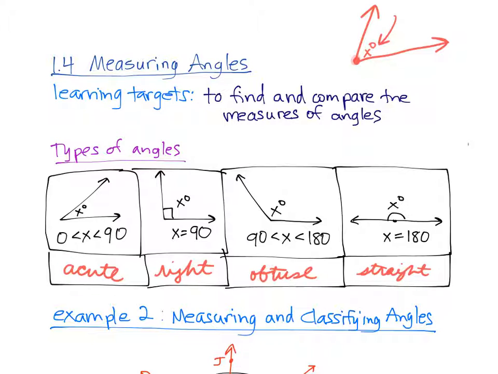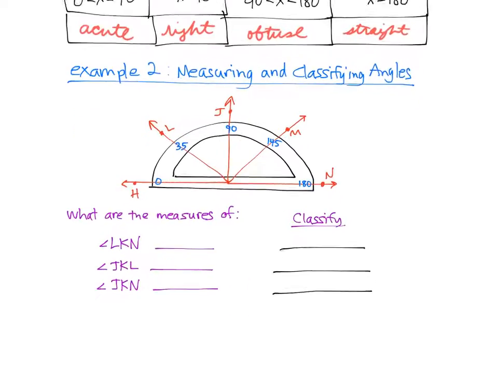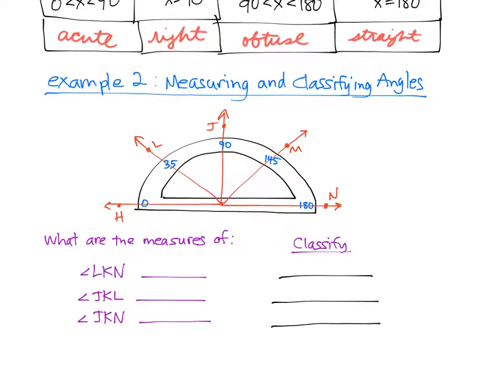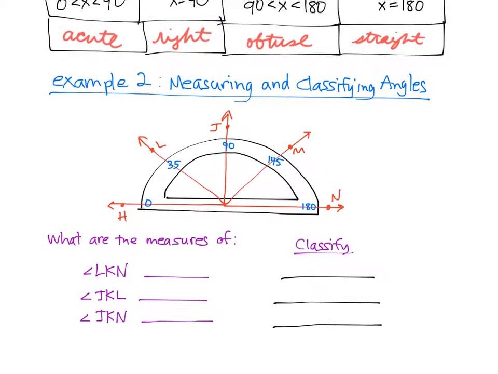Okay, so how do we measure and classify these? Let's look at an example. Here are some angles on a protractor. A protractor is a tool that you use to measure angles. So in this case, from 0 to 180. This first question is asking, what are the measures of angle LKN? So let's look at this first.